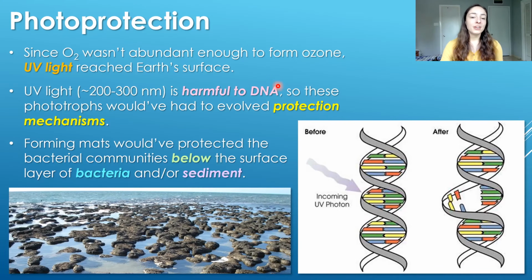So mats might have been not only beneficial because they got the metabolites from their sister community, and they were like, oh, thanks for the food. And also thanks for some genes too. I like that as well. But they also would have been beneficial because it protected at least the lower layer communities below the surface layer from UV light. But they also could have used sediment as a sunscreen rather than their bacterial friends.